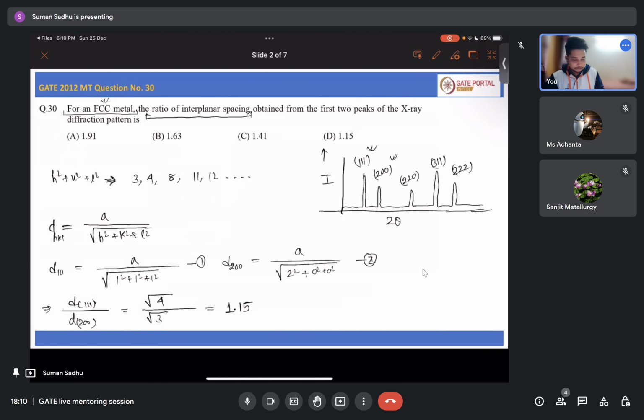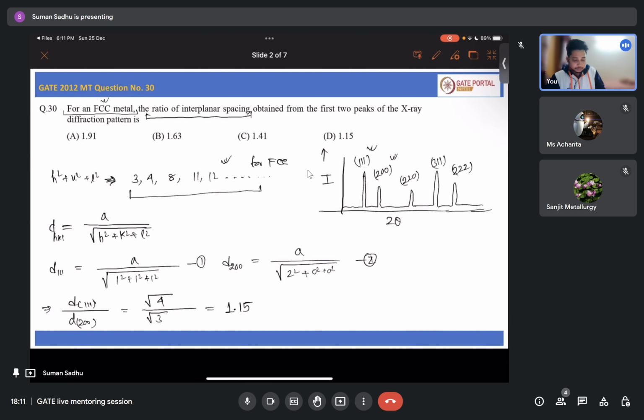So basically, if you know the exact peak distribution for an FCC metal, how those are distributed. So the sequence of h square plus k square plus l square is 3, 4, 8, 11, 12, like this. So this concept also I have covered in one previous session. Why this kind of distribution follows for FCC. This is for FCC. For BCC, it is 2, 4, 6, 8, like this. So this concept also I have covered in one of the previous sessions. So you can follow that. If you don't understand, you can ask me in the next session also.